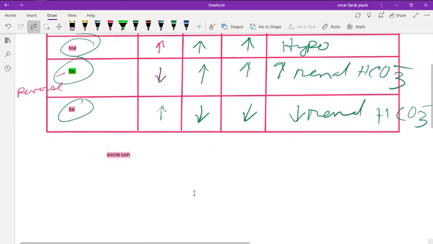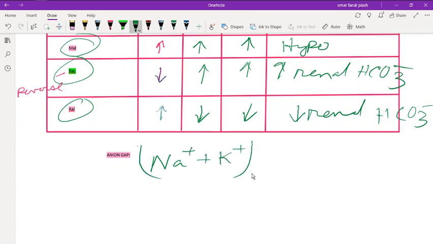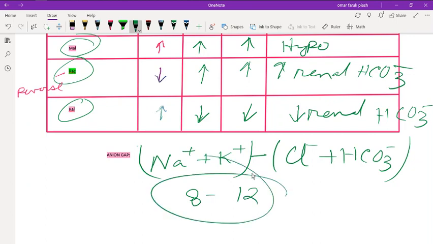Now I would like to talk about anion gap. The formula of the anion gap is sodium, sometimes sodium plus potassium, minus chloride plus bicarbonate. The normal value of the anion gap is 8 to 12. Sometimes there is high anion gap metabolic acidosis, and there is normal anion gap metabolic acidosis.